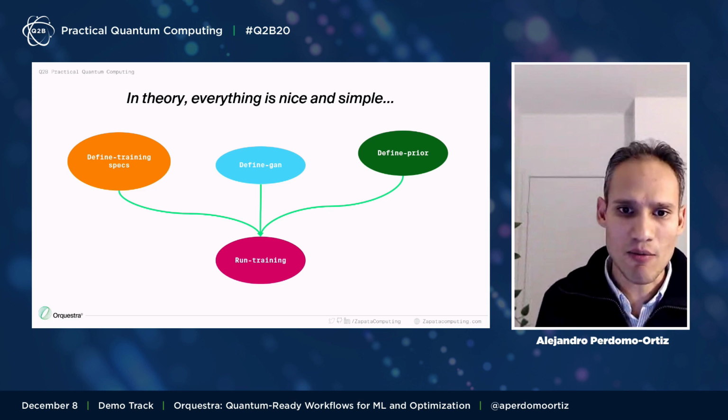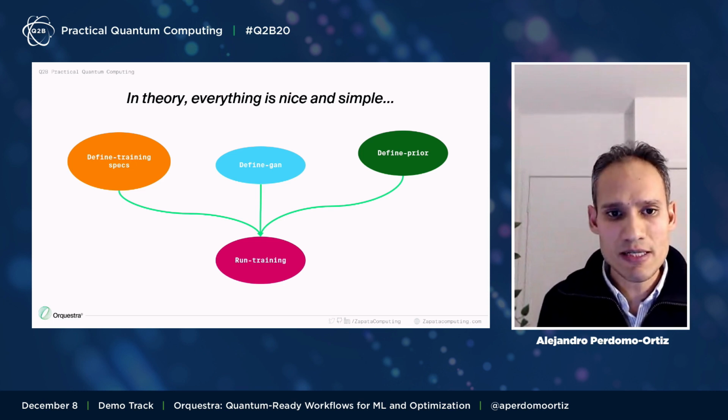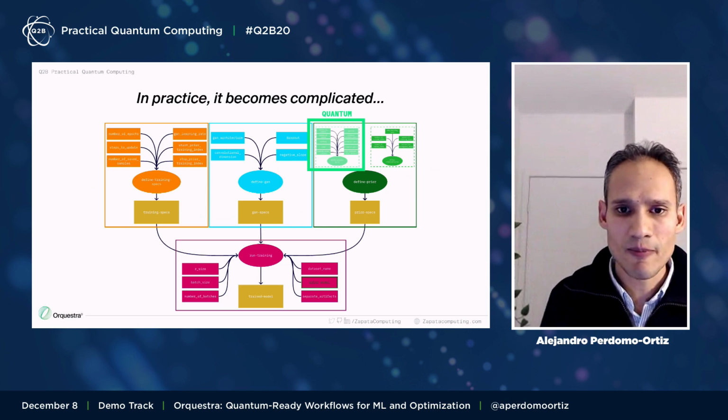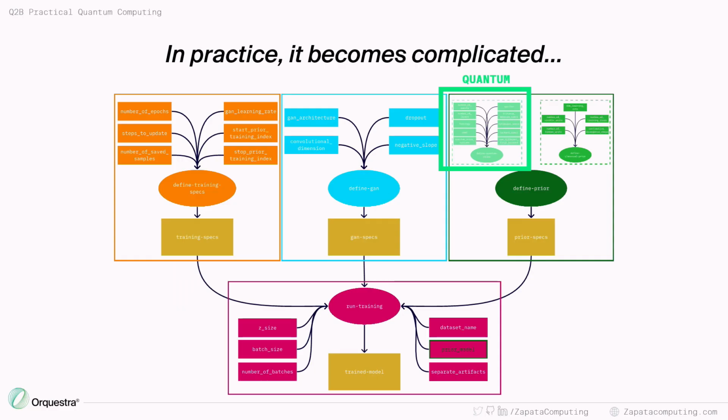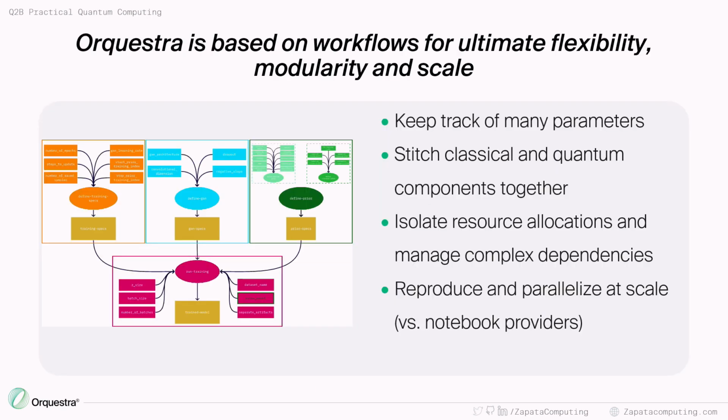You have a GAN, you have a prior, you need to run the training set, and you need to specify some of the details. But as we know, when you're doing software development and integrating all these models, in practice, each one of these components could be very complex, but it's modular in approach. So this is actually when Orquestra comes and can help you the most.